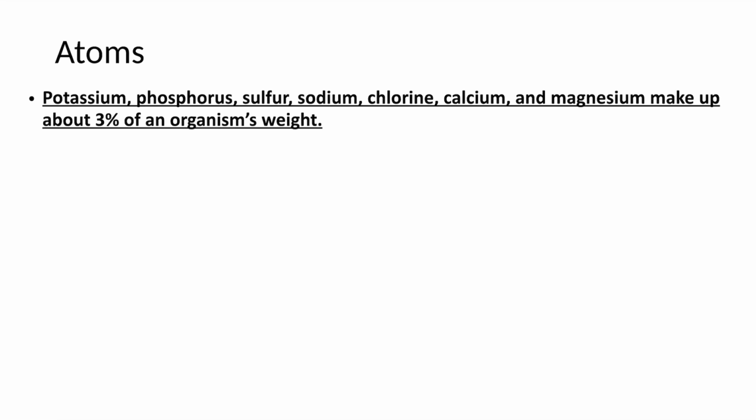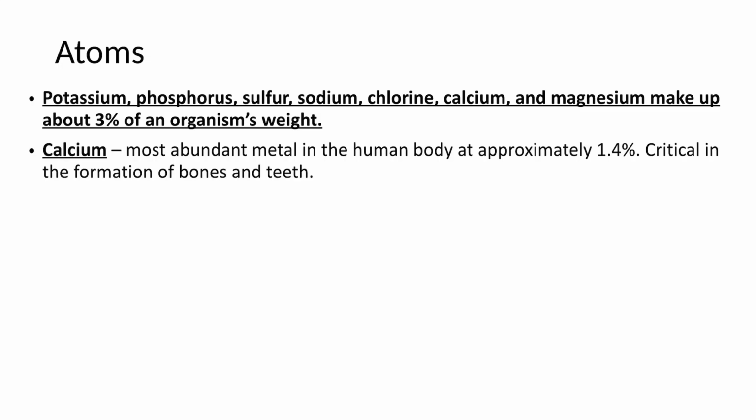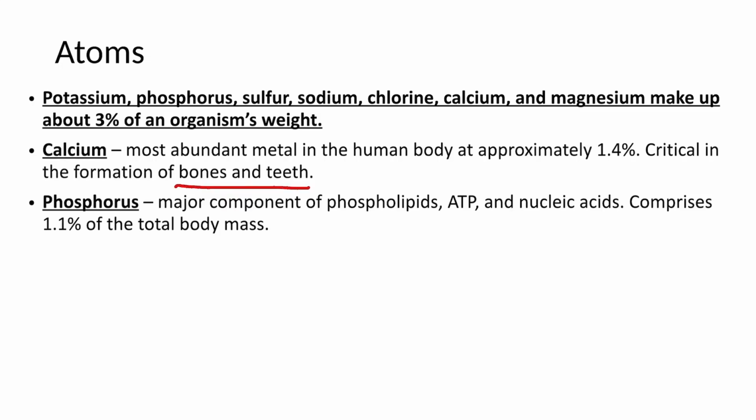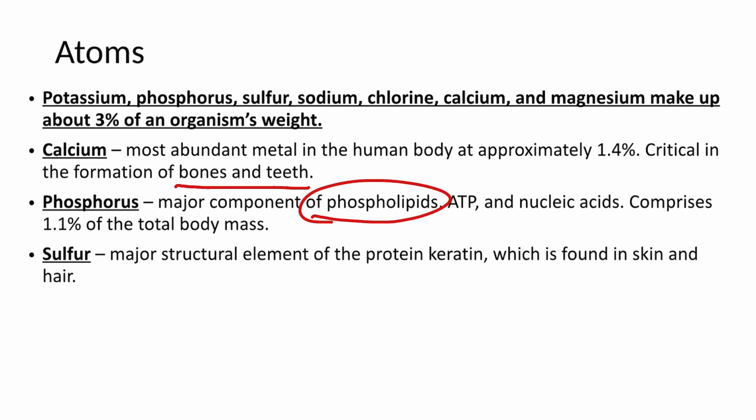Other elements will include potassium, phosphorus, sulfur, sodium, chlorine, calcium, and magnesium, which would be about 3% of an organism's weight. Calcium is associated with bones and teeth. Phosphorus would be with phospholipid, so when we think of the phospholipid bilayer, that would be the membrane surrounding a cell. We have ATP, which is energy, and then nucleic acid. Sulfur is associated with keratin, so you're thinking of skin and hair.